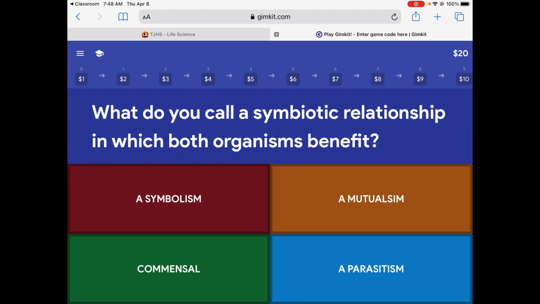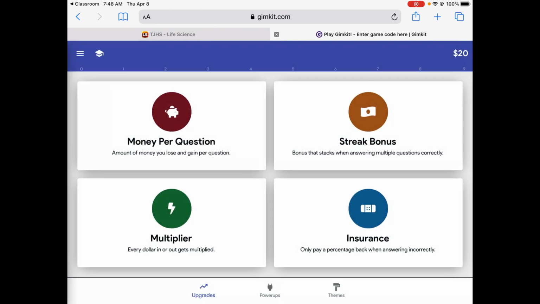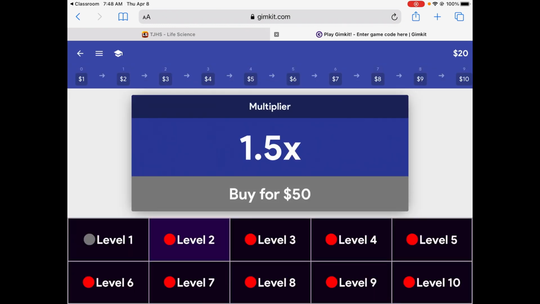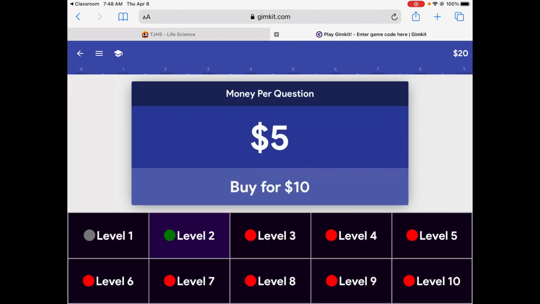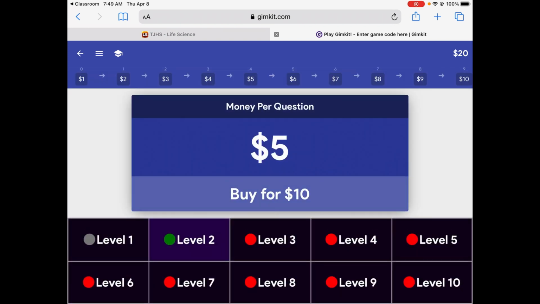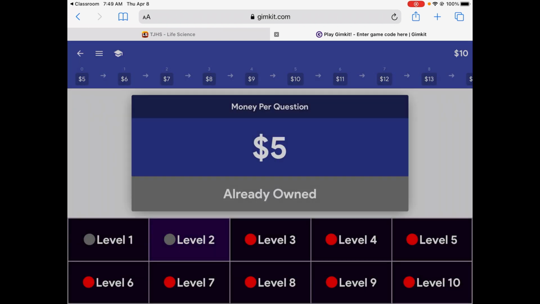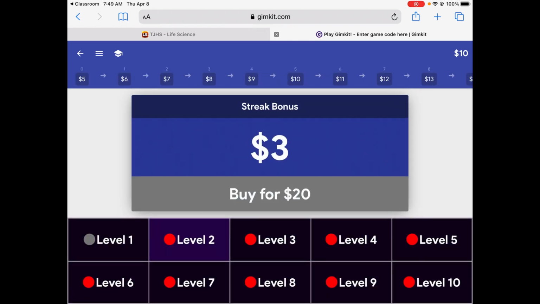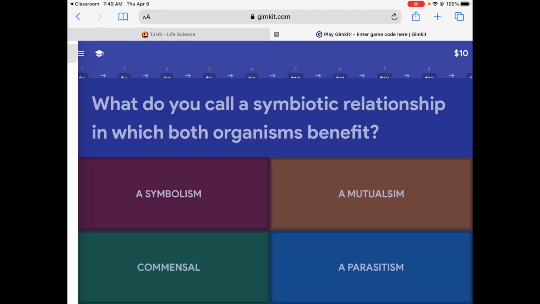I'm going to start with $20. So right away I want to go shopping. I want to get some multipliers in here. So I think the multiplier might be, oh, that's expensive. But the money per question, I can buy that for 10. And then let's see how much streak bonus is. Oh, that's $20. So I have to get a few right. All right, so I'm going to go back to questions.